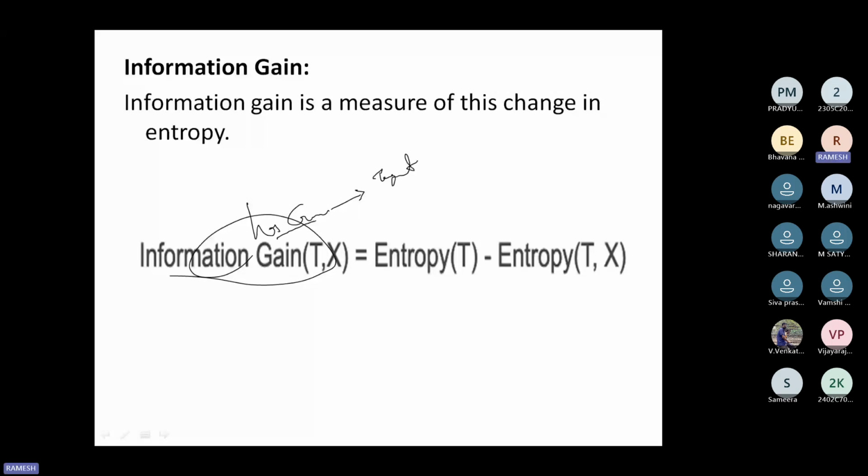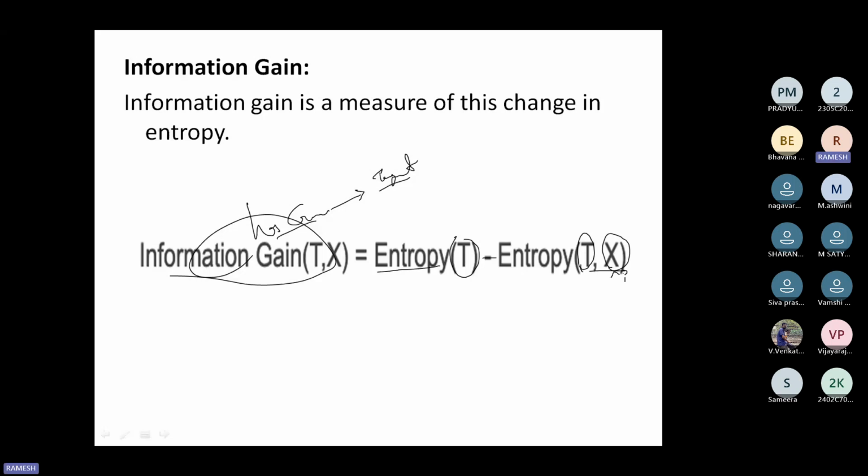Which column has the highest Gini with the target variable? That column will be selected as the highest node, meaning the root node. So information Gini will be calculated as the entropy of the target variable minus the entropy of the target variable with respect to each and every column.